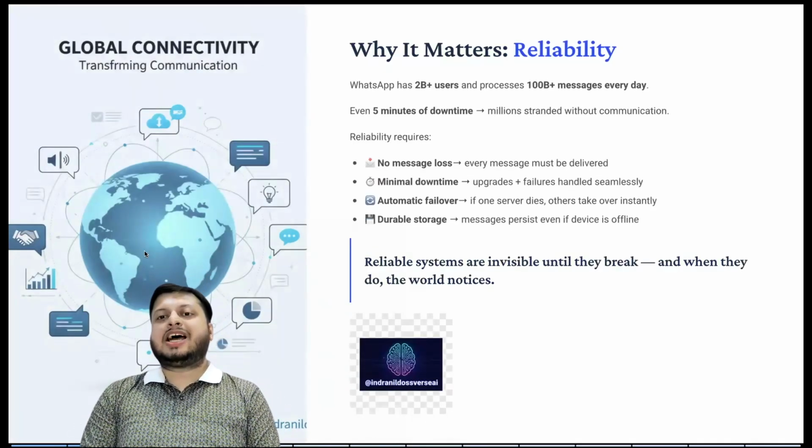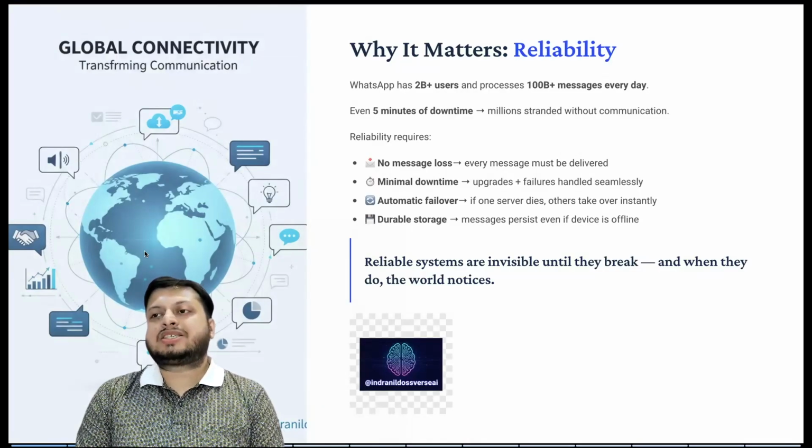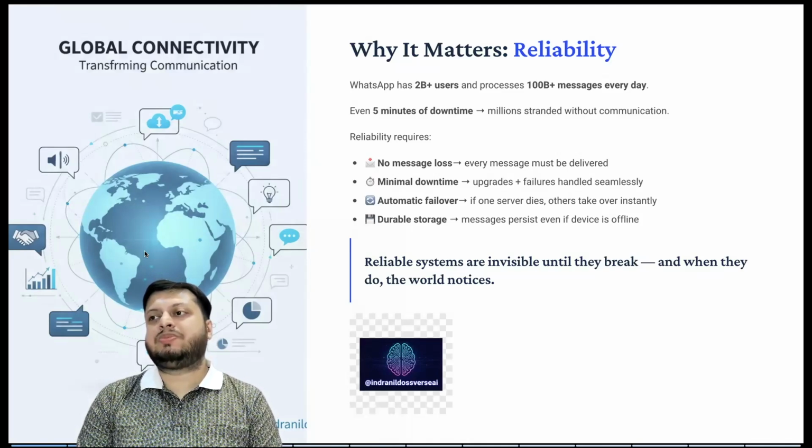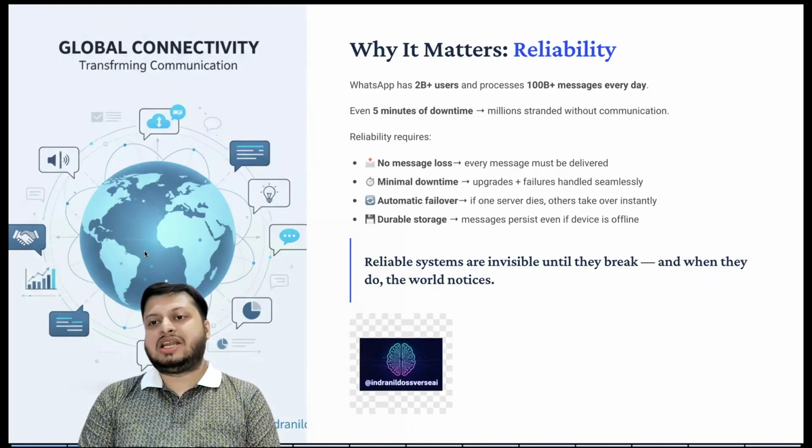So what is reliability? Why does it matter? WhatsApp has 2 billion plus users who are exchanging 100 billion messages every day. Even 5 minutes of downtime, you will see people tweeting on Twitter that hey, WhatsApp is down. So it's something they want to avoid. They want to give us a reliable system that has the potential to send so many messages and handle it even during spikes.